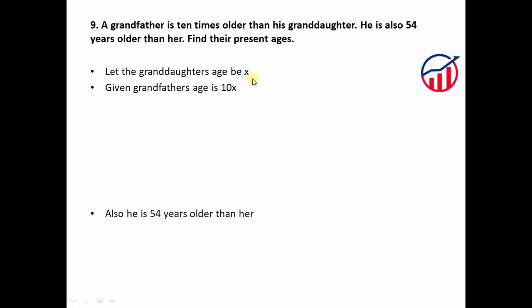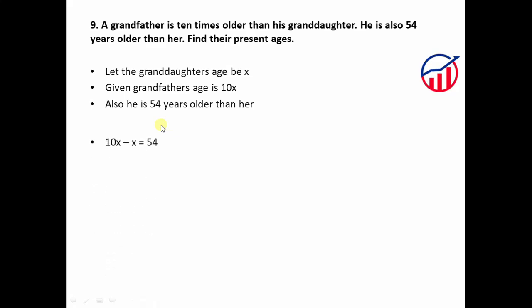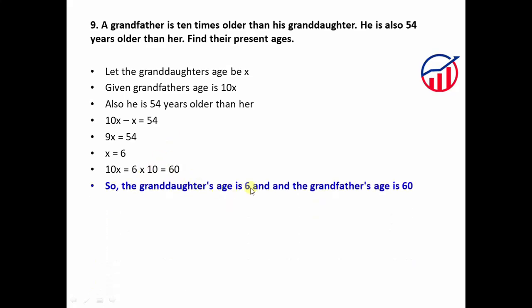That means 10x minus x is 54. That means his age minus his granddaughter's current age is 54. So solving it further, you have what? 9x is 54. So x is 6 and 10x is what? 6 into 10, which is 60. So the granddaughter's age is 6 and the grandfather's age is 60.